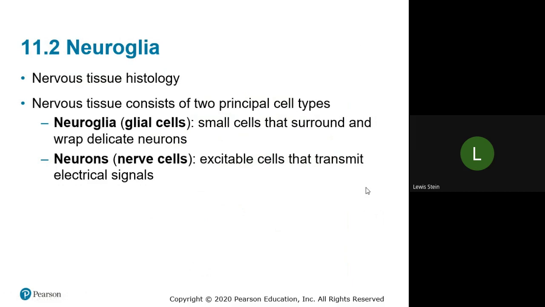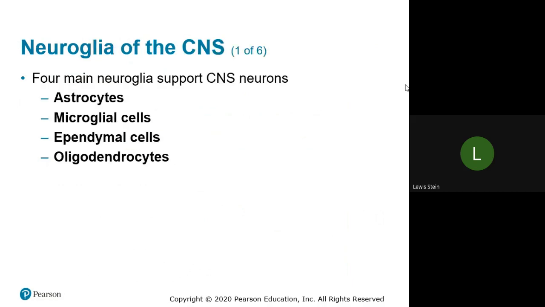So before we look at the nerves, we have to look at the supporting cast. The nominees for best supporting glial cell are, they came out last night. The best supporting glial cells are the neuroglial cells, small cells that surround and wrap delicate nerve cells themselves. So there are really 6 neuroglial cells, 4 that are associated with the central nervous system, 2 with the peripheral nervous system. What's the difference?